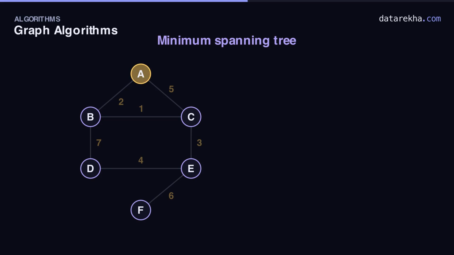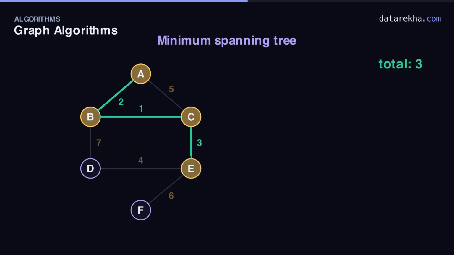Start anywhere, say A, and keep one rule. At each step, add the cheapest edge that leaves the tree and reaches a brand new vertex. A running total tracks the weight. The cheapest edge out of A is A, B, weight 2. Added. B joins the tree, total 2. Now the cheapest edge leaving A or B into a new vertex is B, C, weight 1. Add it. C joins, total 3.